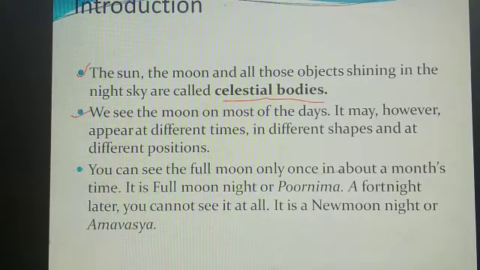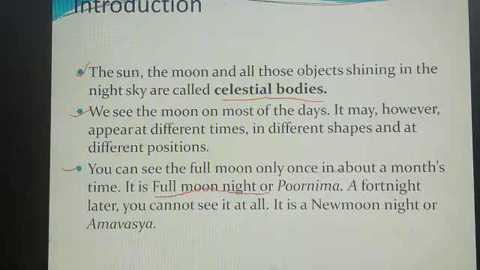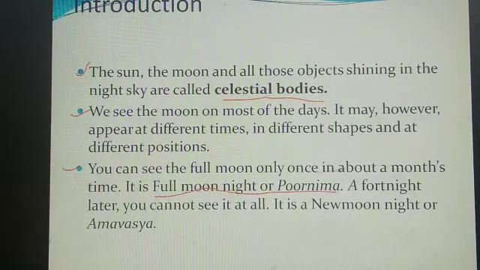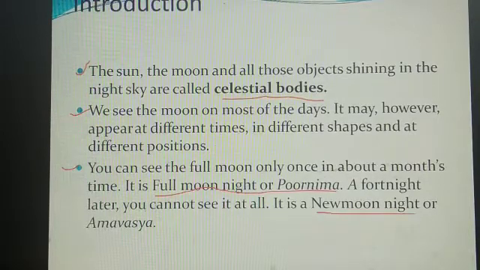And the last point is you can see the full moon only once in about a month, and it is called the what? Full moon night or the Purnima. A fortnight later we cannot see it at all. That means after the 15 days of the full moon night, that is Purnima, we cannot see the moon in the sky. That day we call the what? New moon night or the Amavasya.